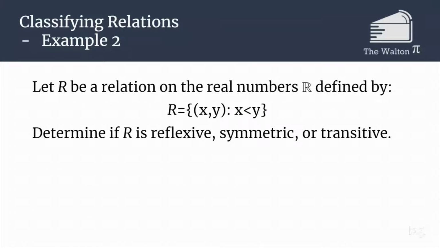Let's let R be the relation on the real numbers defined by the set of ordered pairs (x, y), where x is less than y. Take a moment to try and figure out if it's reflexive, symmetric, and transitive. Feel free to pause the video and unpause when you're ready to see the answers.